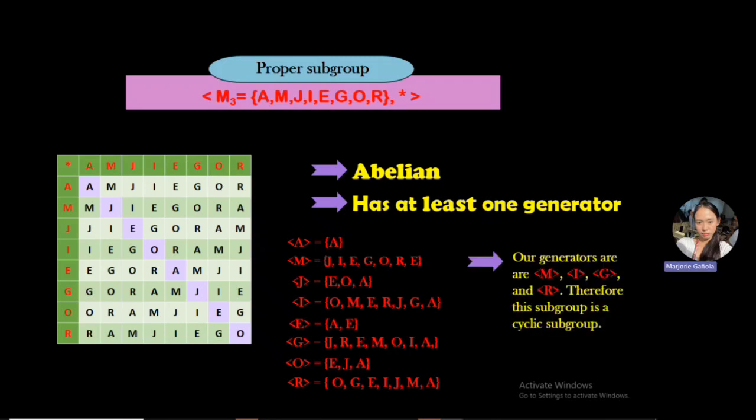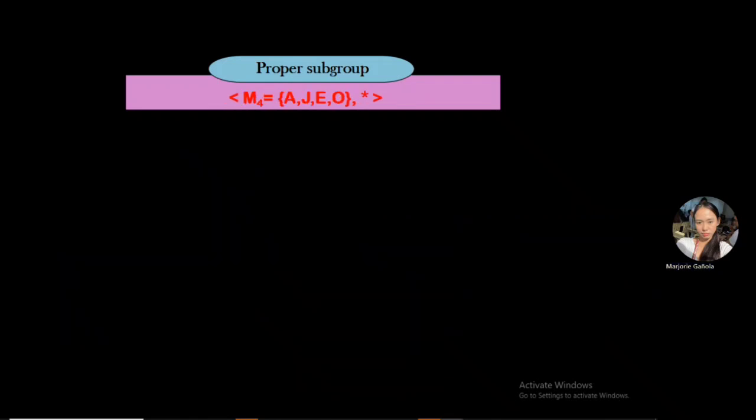As you can see in here, M, I, G, and R generate all of the elements in the table. Therefore, we can conclude that our generators are M, I, G, and R. Since it satisfies both of the conditions, we can conclude that M sub 3 is a cyclic subgroup. Next, we will be delving into the proper subgroups with order 4, or 4 elements.